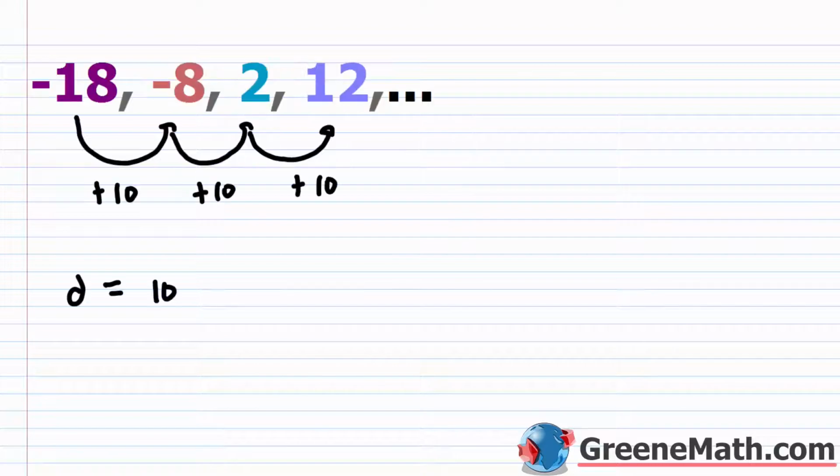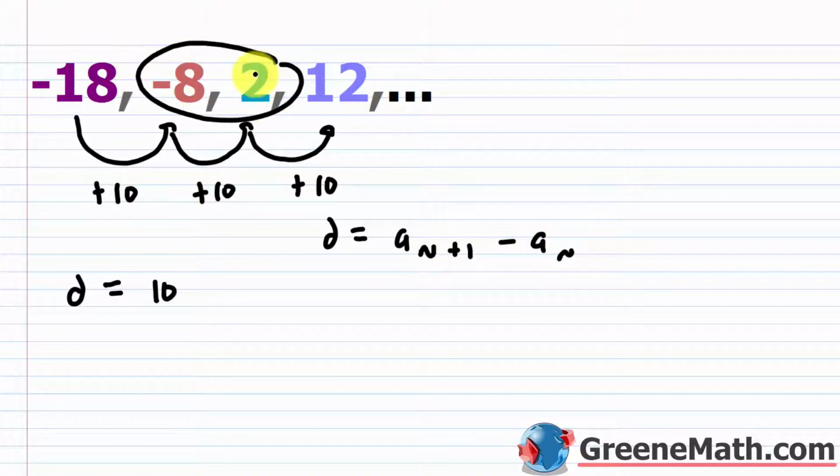Let's go back up here and use an example. d equals a sub n plus 1 minus a sub n. Let's say I took these two numbers, which have to be next to each other. The way we order this, this is a sub 1, this is a sub 2, this is a sub 3, this is a sub 4. So 2 is a sub 3, and a sub 2 is negative 8. So I want a sub 3 minus a sub 2.